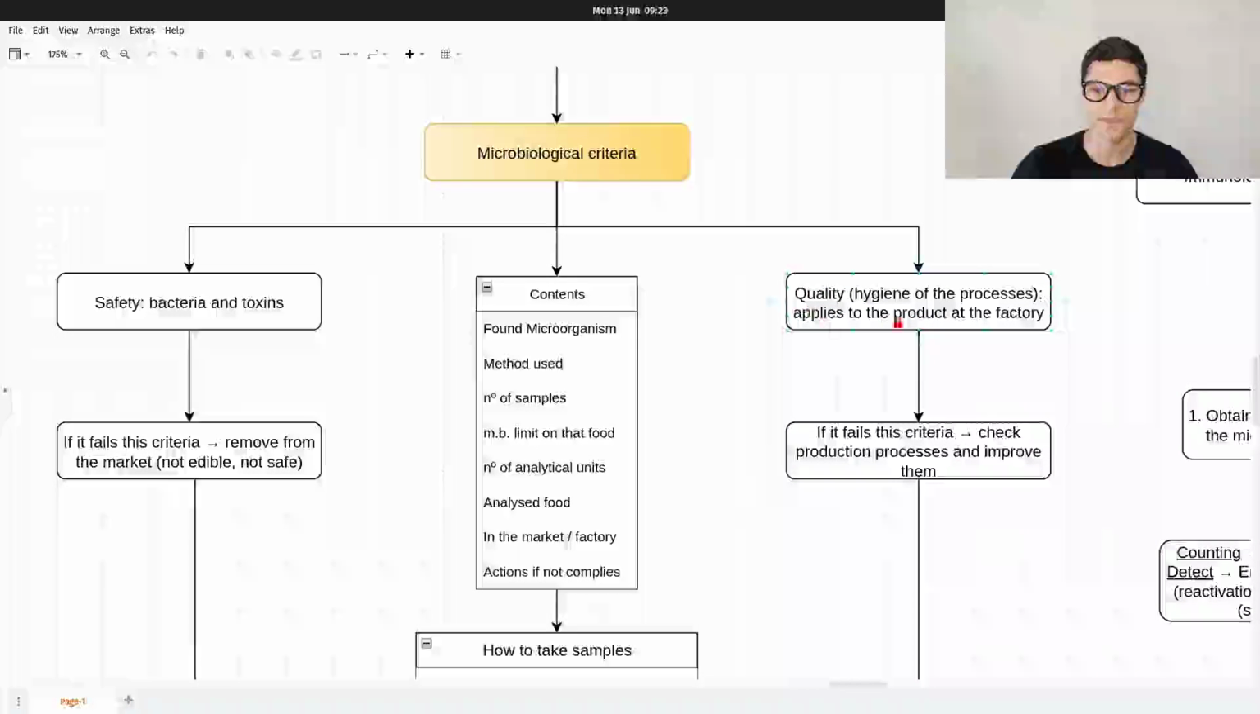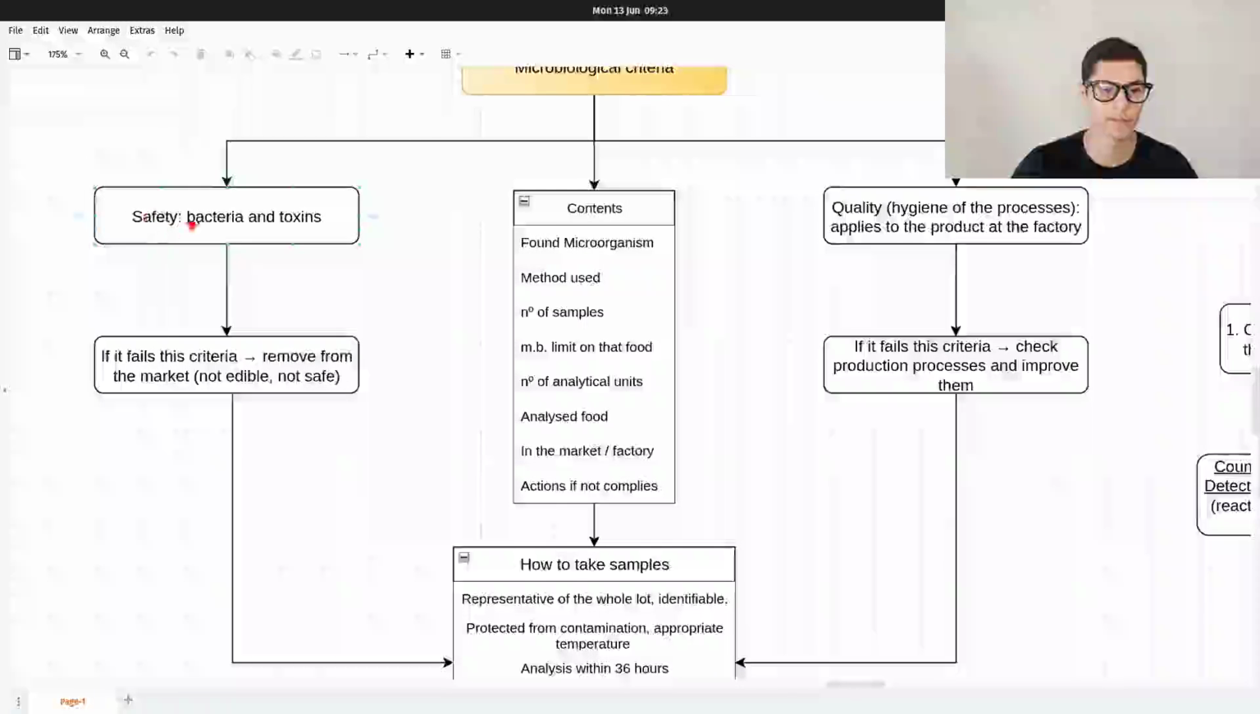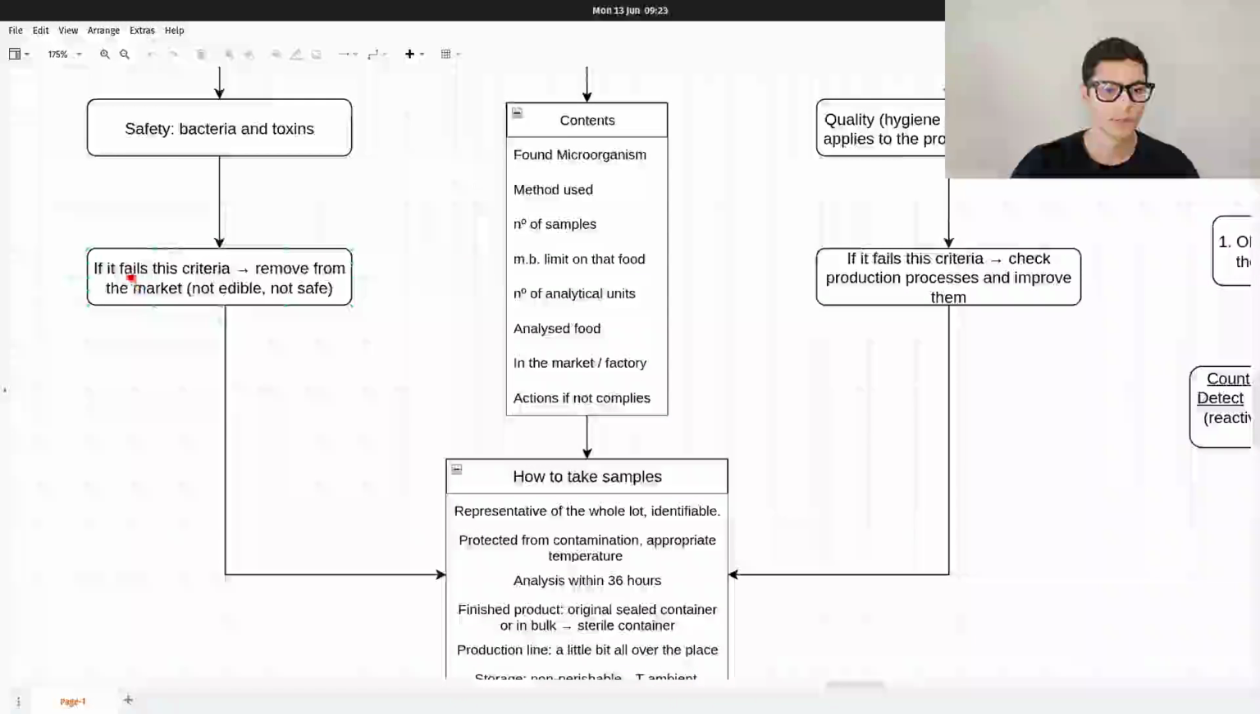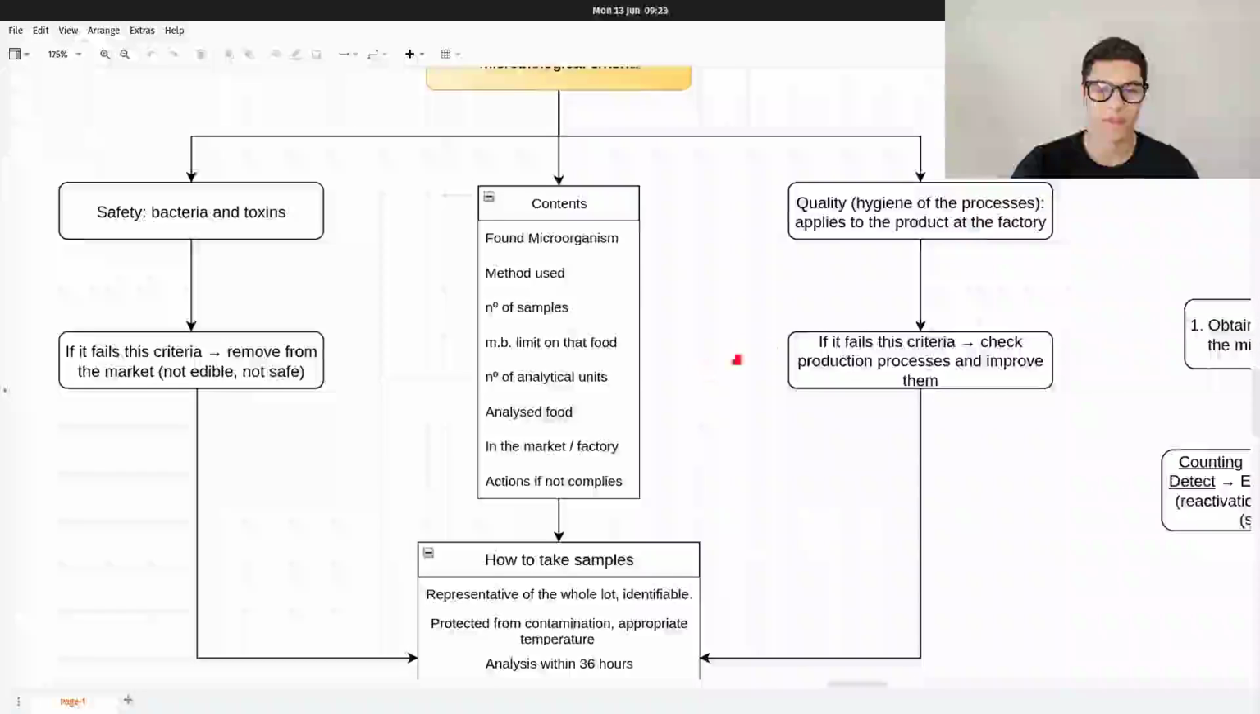In fact, the hygiene criterion applies to the product at the factory, and the safety one applies to a product we find in the supermarket, already on the market. If it fails this criterion, we have to remove the product from the market because it's not edible and not safe. If we fail the quality criterion, the hygiene of the processes, we have to check the production processes and improve them, because it's still in the factory.